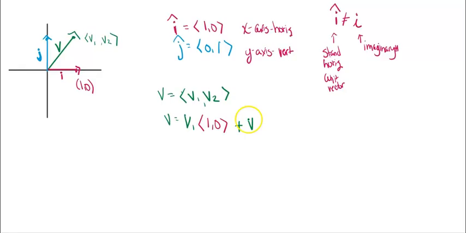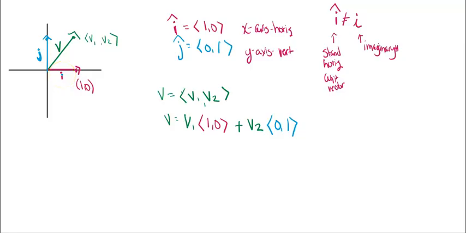plus v2 times the standard vertical unit vector, (0, 1). Okay? v1 and v2 become scalars to those standard horizontal and vertical unit vectors. In other words, I can multiply v1 times (1, 0), and I would just get v1. And I could multiply v2 times (0, 1), and just get v2.